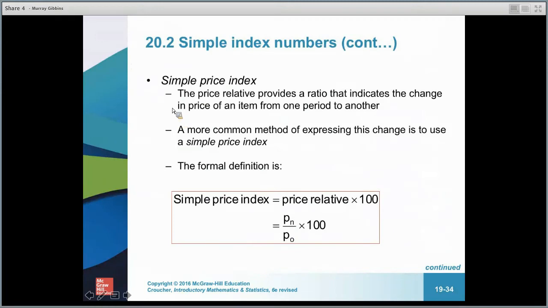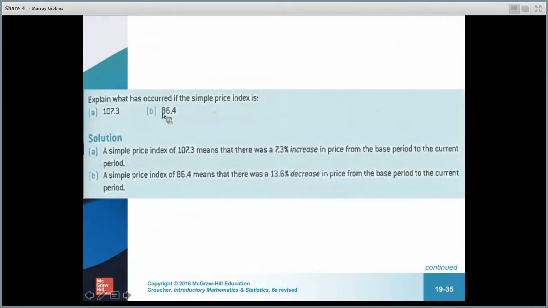Let's see what happens with this index over here. If you were to see an index of 107.3, you would know there's been a 7.3% increase. If you get something that's less than 100, you know that the price has dropped. It's gone down by 100 minus 86.4, which is a 13.6% decrease there.